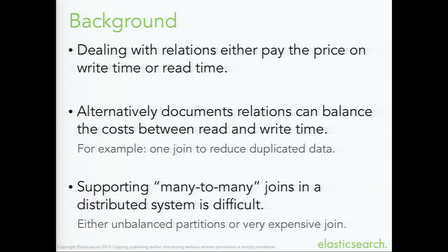For example, one join to reduce the amount of duplicated data you would otherwise have if you de-normalized everything. I say one or maybe two or a few joins, but not tens of joins, of course, because it's not a database. It's a distributed system. It needs to scale.